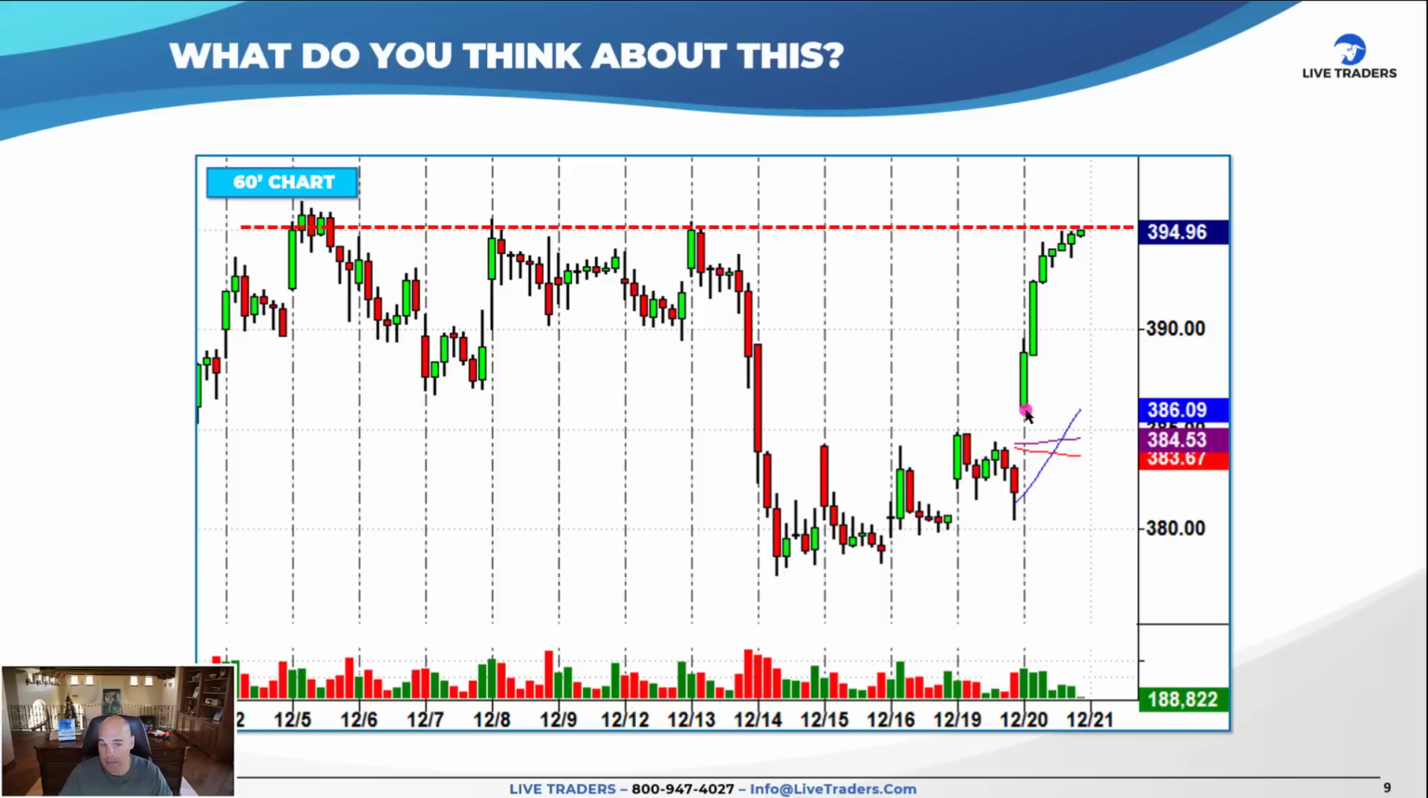I mean, it's an easy one, I think. There's a red line on it. 395. That's it. The resistance area above, 395. No more. You don't want to be holding this above 395. I shouldn't say above it, but you get the point. You have to know what happens.